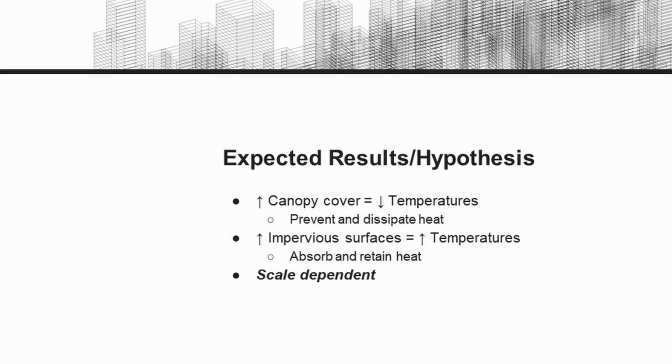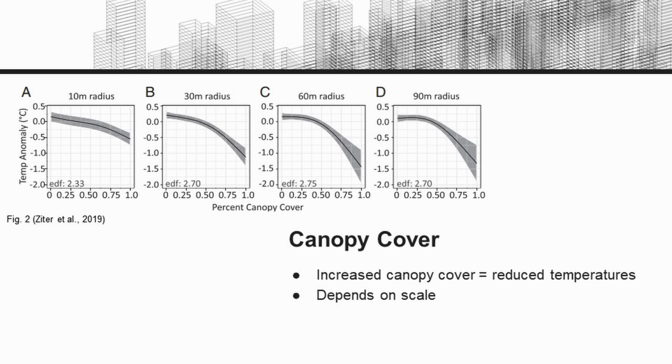However, this had already been done by other experiments, so the real aim was to determine whether or not these effects were dependent on scale, and to what degree. As you can see in the chart, the results from the study show that with increasing amounts of canopy cover, the measured temperature decreases. The effects were also scale dependent. The larger the area, the greater the observed effect. This is in line with the expected results and hypothesis.